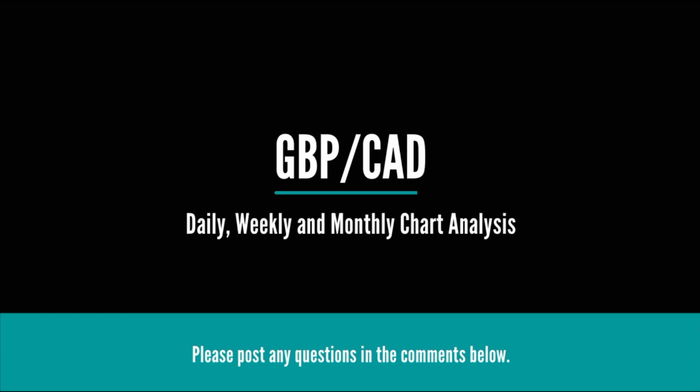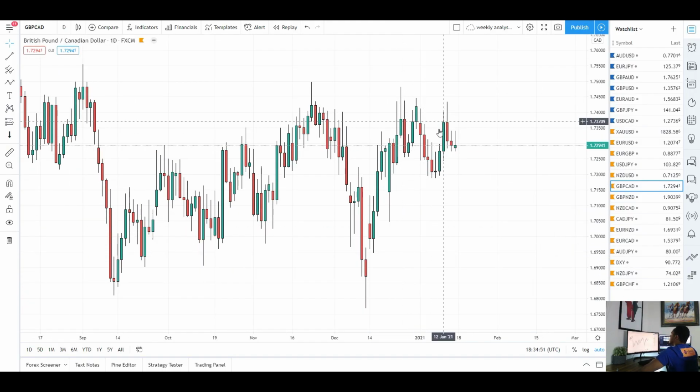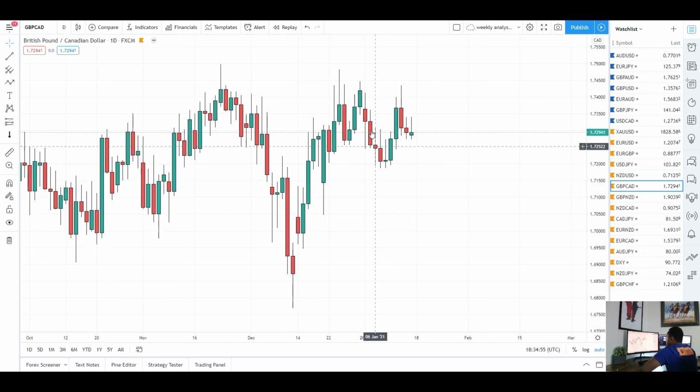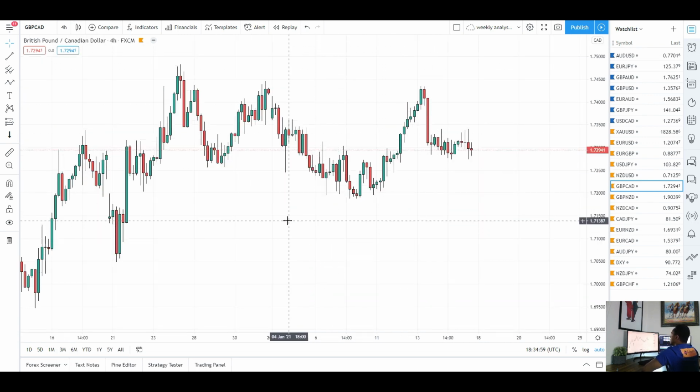And last we've got GBP/CAD. For GBP/CAD this week, we saw a move to the upside. I was saying that potentially we'll see a move to the upside for GBP/CAD after the move to the downside that we had last week.